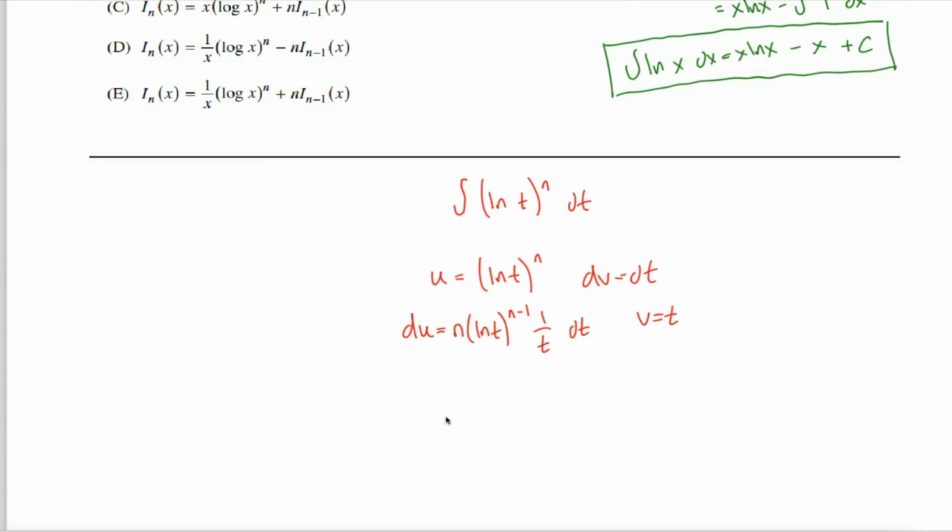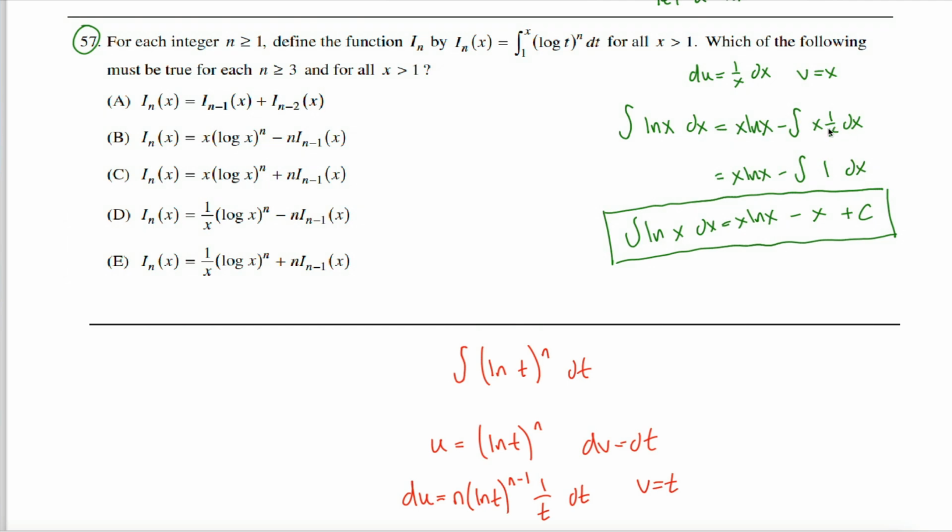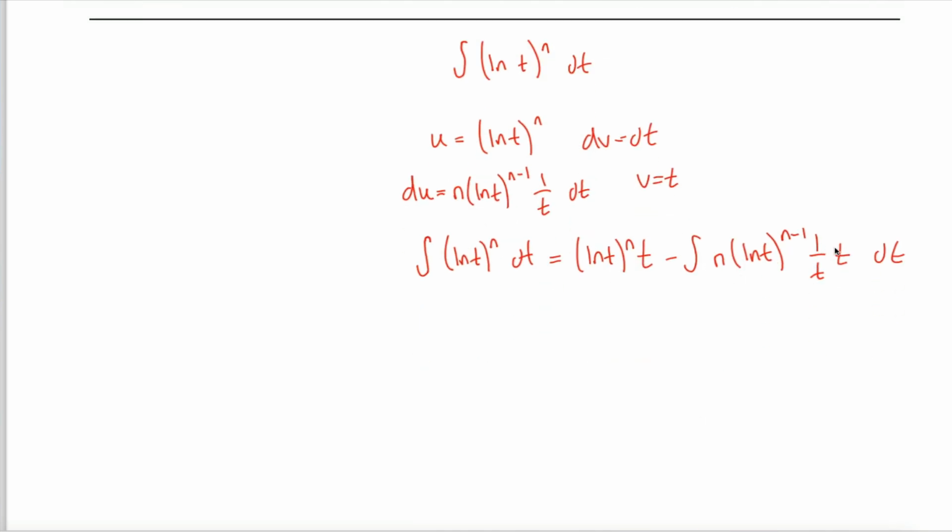Plugging this all into my integration by parts formula, the integral of u dv is equal to u times v minus the integral of v du. So n times the natural log of t to the n minus 1 times 1 over t times this t. But much like up here, when the x and the 1 over x canceled out, down here, the t and the 1 over t cancel out. So I can rewrite the right side of this equation, pulling this coefficient of n out in front of the integral like this. What I've just shown is that the antiderivative of natural log of t to the n power can be expressed in terms of the antiderivative of the natural log of t raised up to the n minus 1 power. That's kind of interesting.